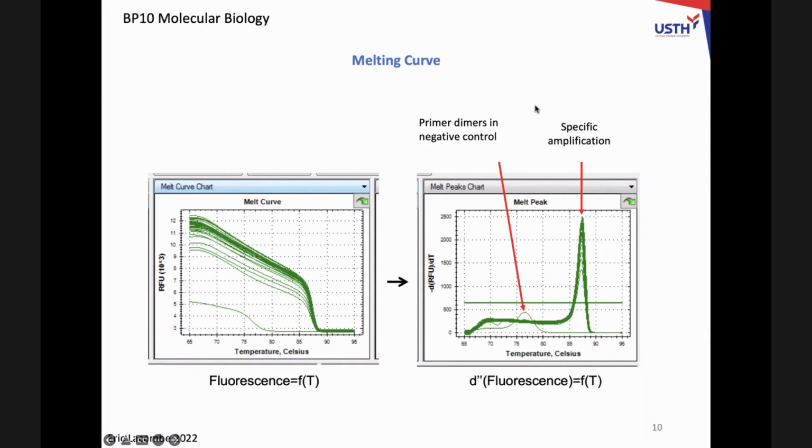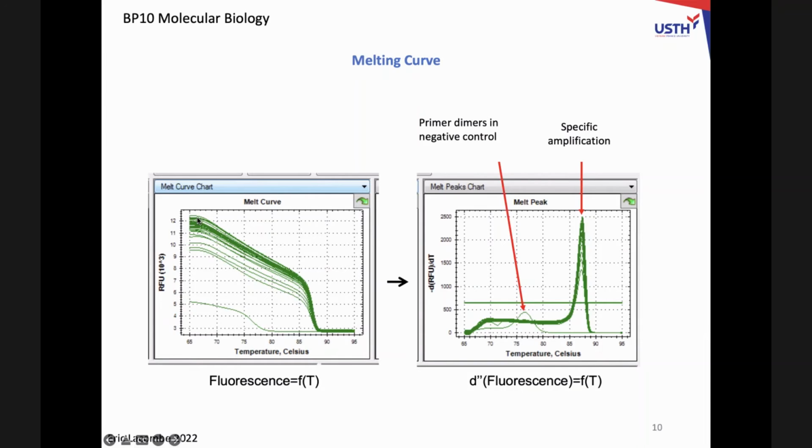So the idea is very simple. On the left, in the y-axis, it's the RFU, which stands for relative fluorescence unit. So it's basically the fluorescence of the samples, and we are at the end of the PCR, okay? And in the x-axis is the temperature. It's written here.